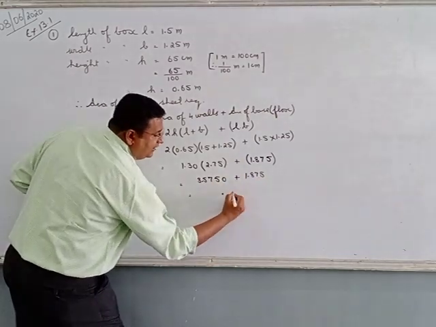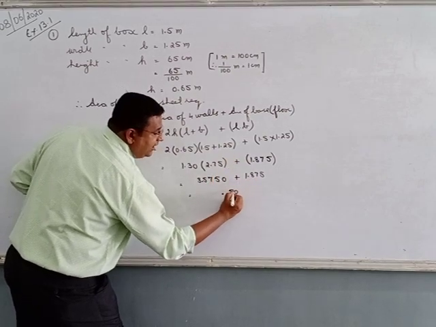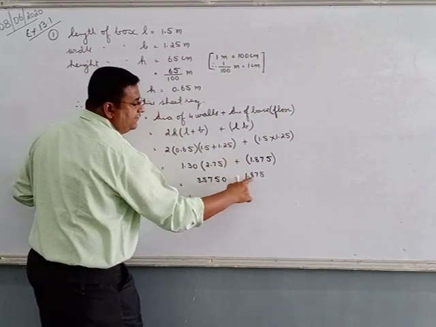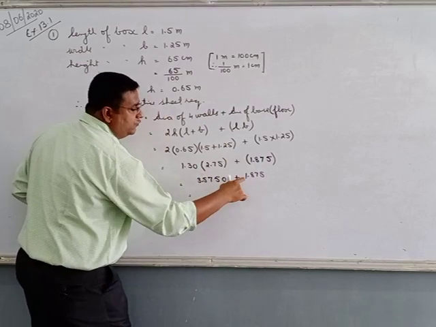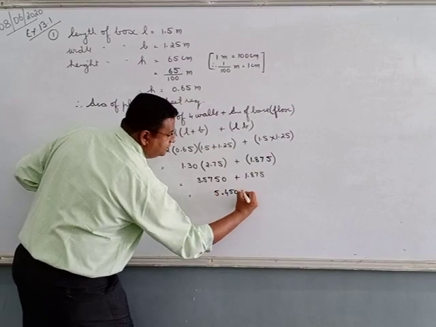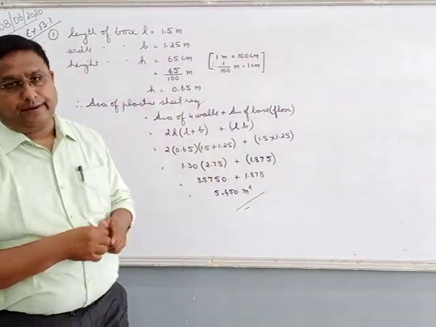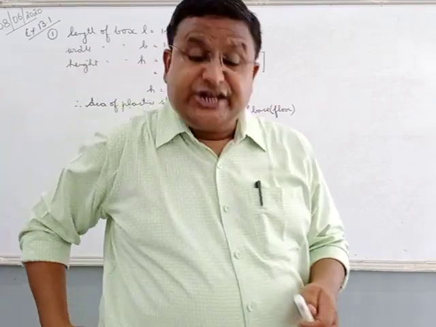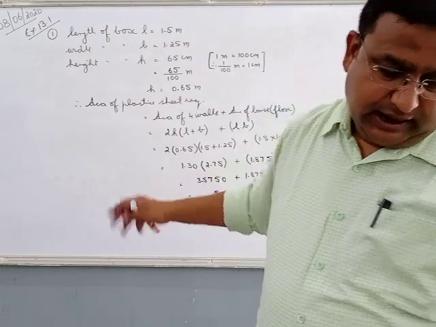0.5 and 5, 10, carry 1. 7 and 7, 14 and 1, 15, carry 1. 8 and 5, 5 and 8, 13 and 1, 14, 4, carry 1. 3 and 1, 4 and 1, 5.450 meter square is the sheet required. This much sheet is required for making this. I hope it is clear.